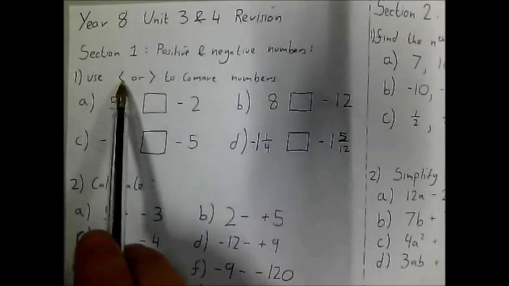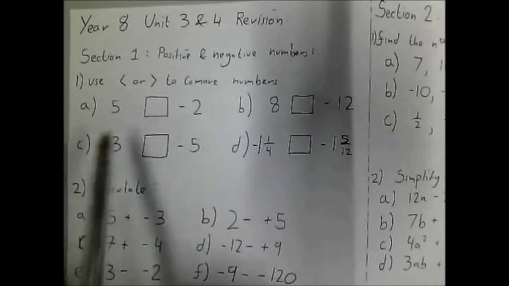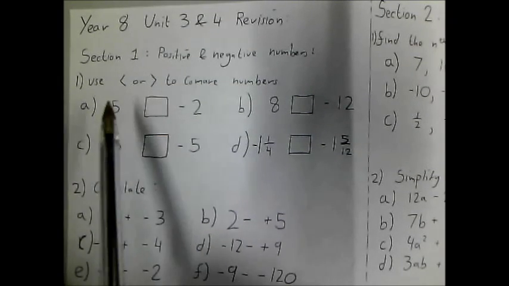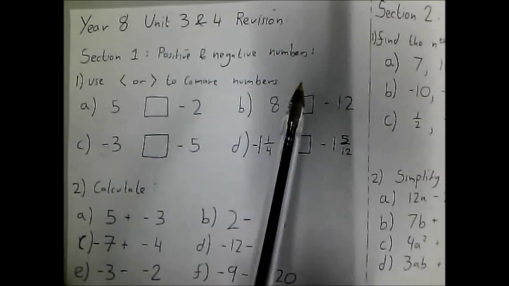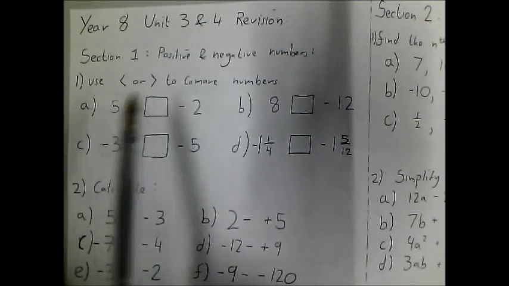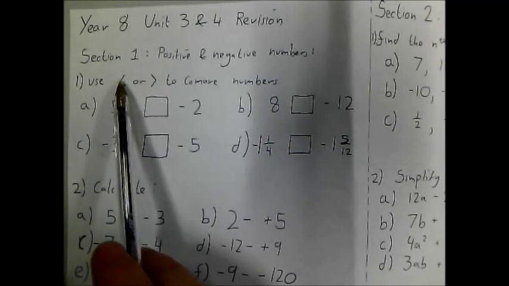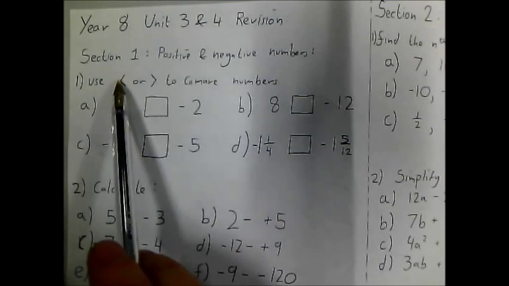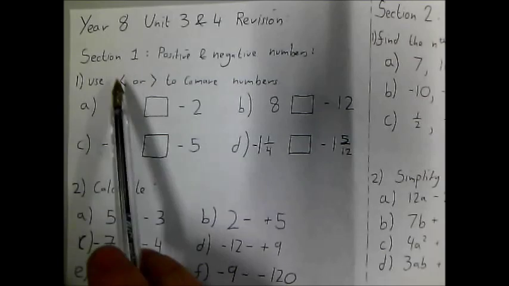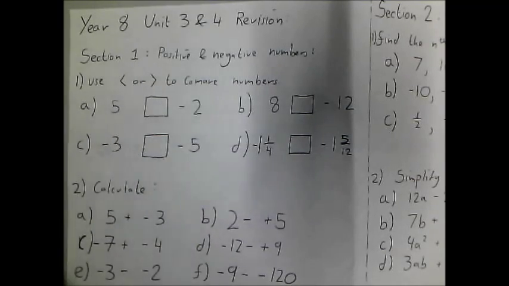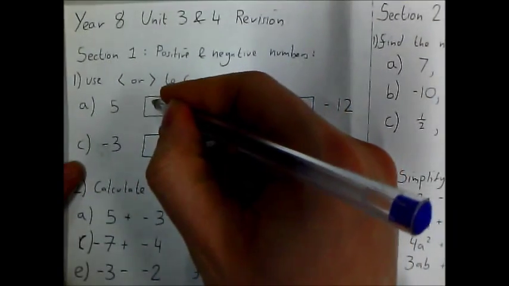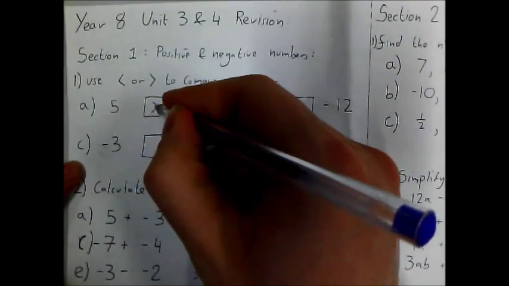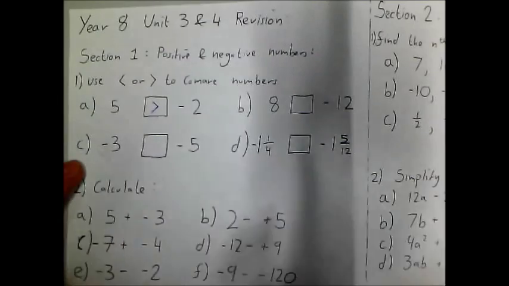So, I'm using the less than symbol or the greater than symbol to compare these two numbers here. If it's pointing to the left, that means less than. If it's pointing to the right, it means more than. A little rule you can use is that if you imagine a little crocodile, it will be eating the larger number. So 5 is bigger than -2, so I'm going to use the greater than symbol. Observe how it's eating the larger number.